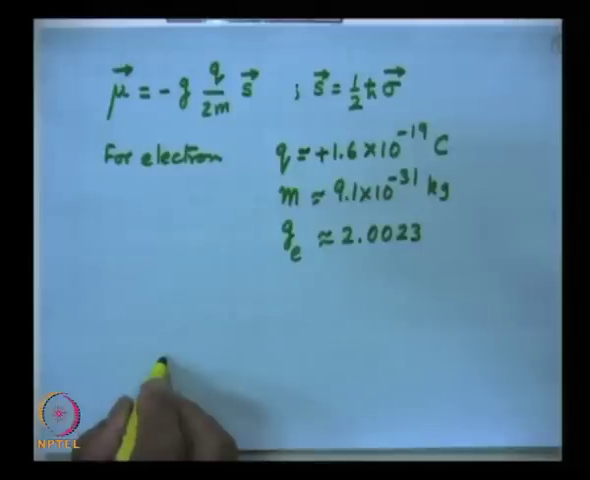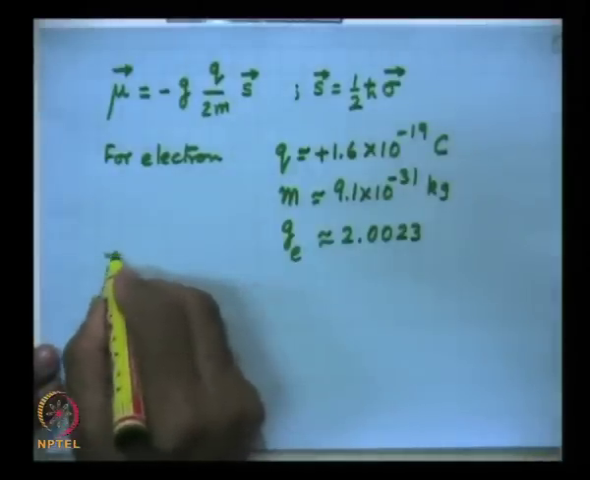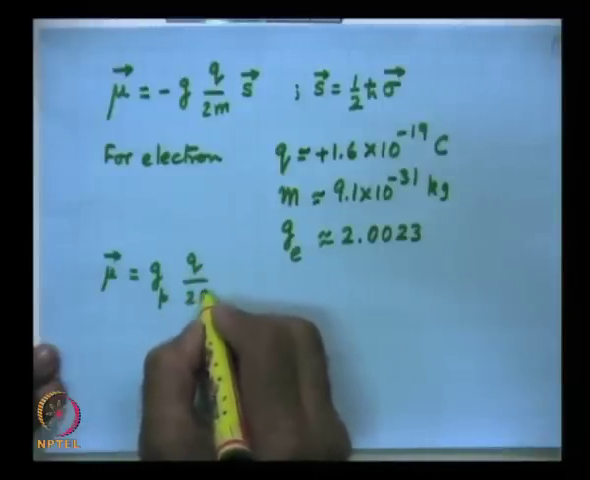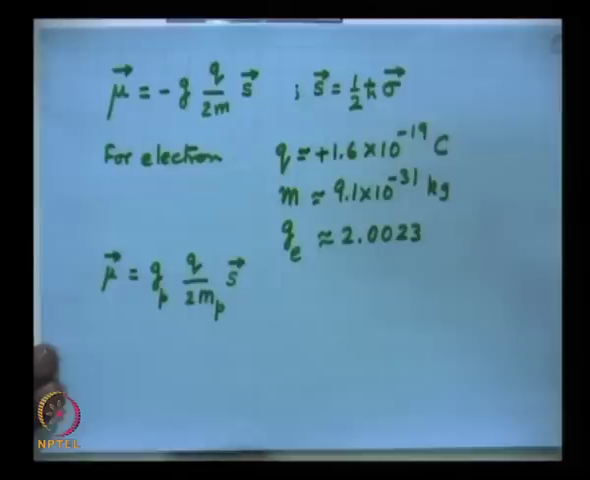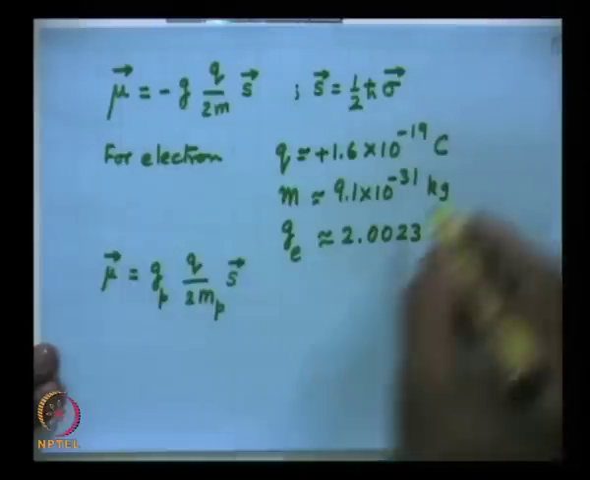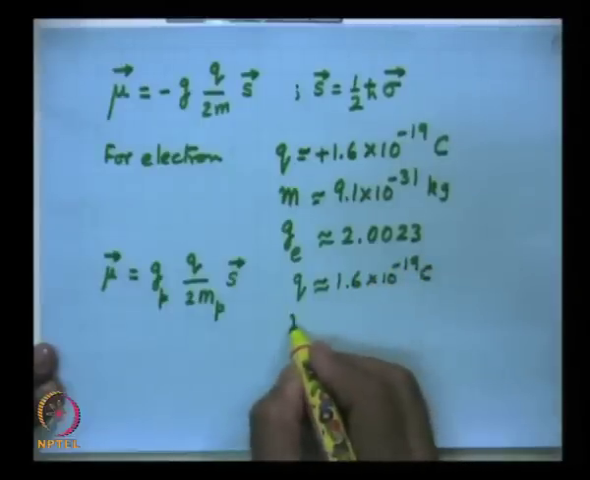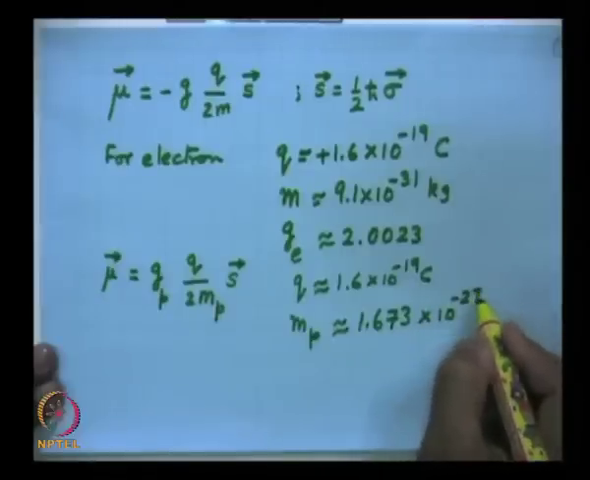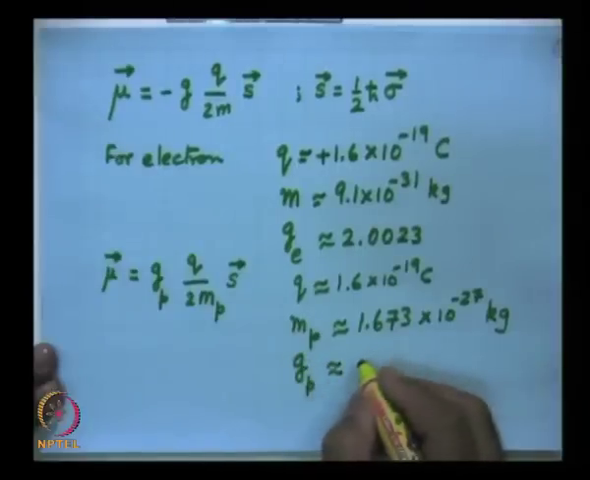Now, in exactly a similar way, there is a magnetic moment of the proton, and for the proton we write mu is equal to plus Gp q over 2 mp, where mp is the mass of the proton, times the s vector. This also corresponds to half h cross sigma, the spin angular momentum vector, and q is again the same, 1.6 into 10 to the power of minus 19 coulombs. The mass of the proton is about 1.673 into 10 to the power of minus 27 kg, but the Lande g factor for the proton is about 5.56.